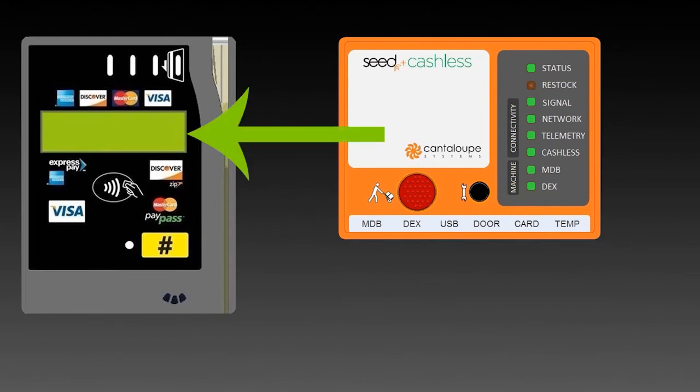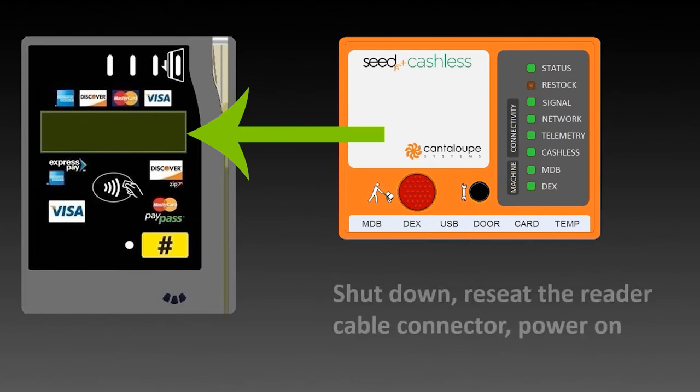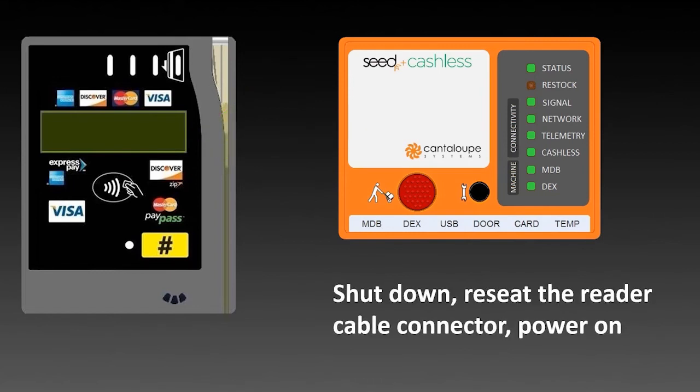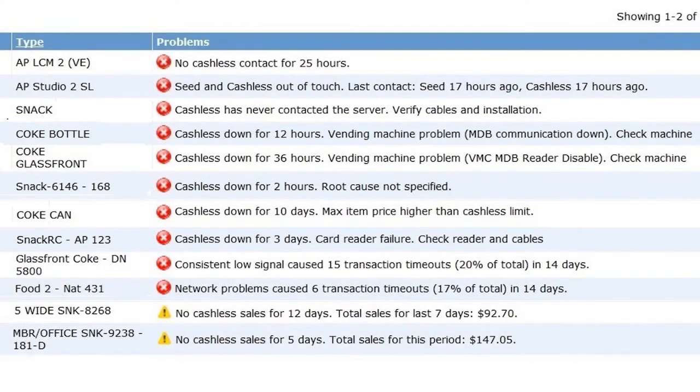If the card reader display is lit but not displaying text, or the reader is completely dark, that is, the display and LED lights are not lit, the first step will be to shut down the machine, reseat the card reader connector, and power the machine back up. If it exhibits the same behavior when the machine is powered back on, the card reader will need to be replaced. The next two alerts we are going to look at fall under the category of network errors.